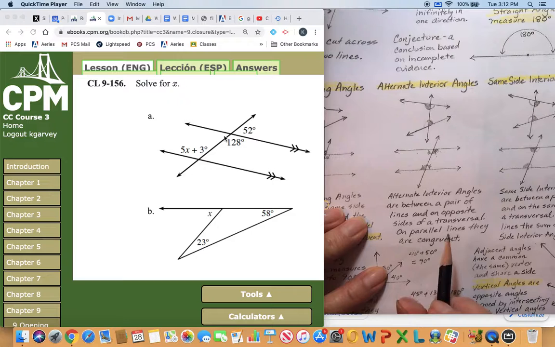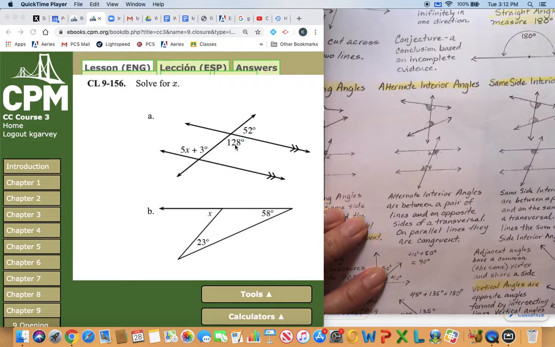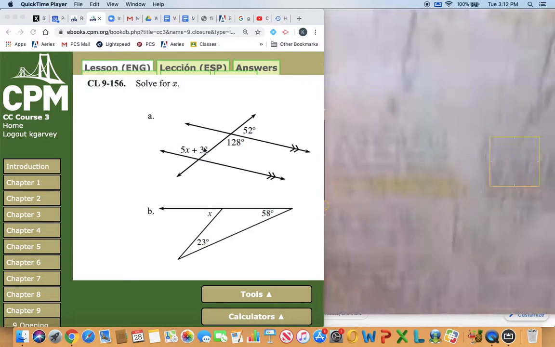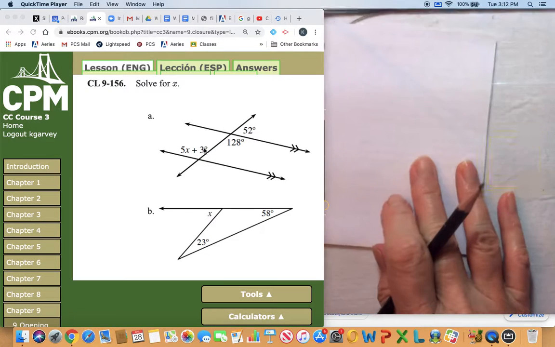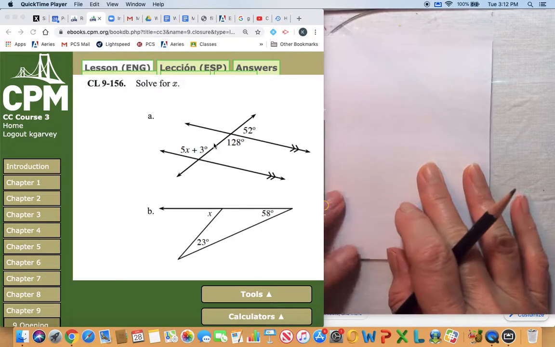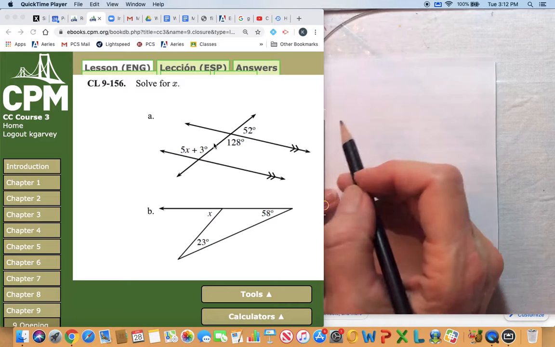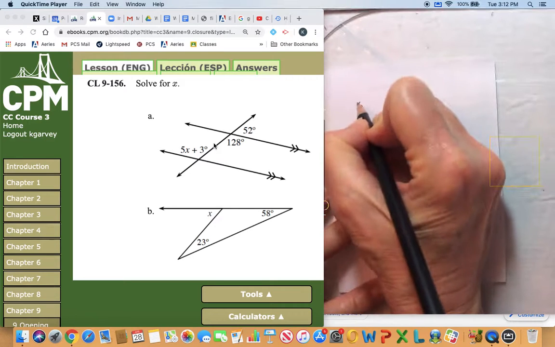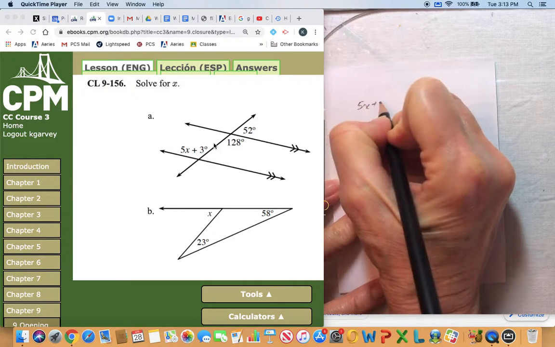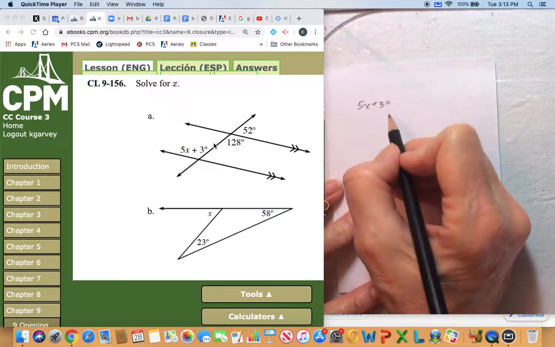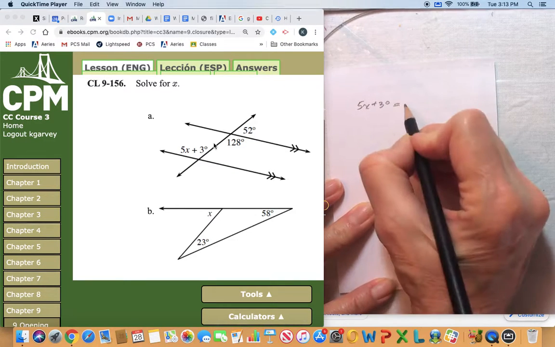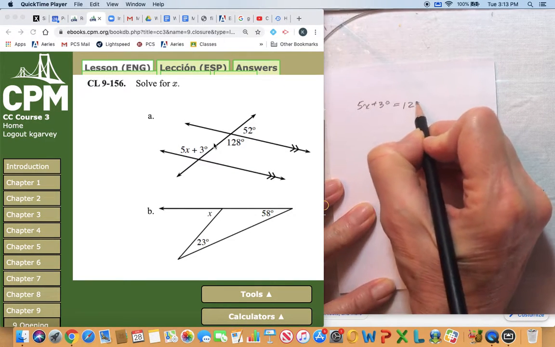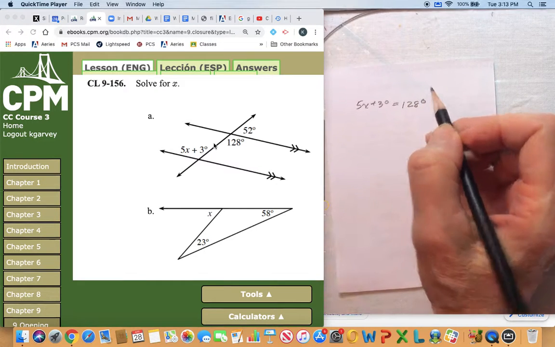So that's useful to us because since this angle and this angle are alternate interior angles, we know that they are congruent. So 5x plus 3 degrees is going to be equal to 128 degrees.